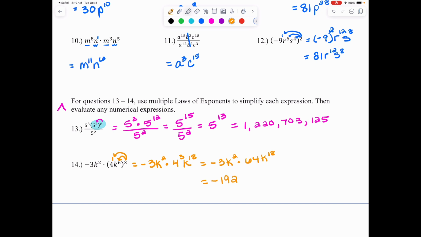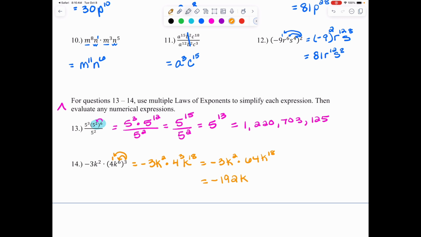They work the way numbers have always worked. And for our multiplication exponent rule, we are going to keep the base of k and add our exponents. 2 and 18 would make 20. So our final answer for 14 is negative 192k to the 20th. And that concludes our lesson on our laws of exponents review.